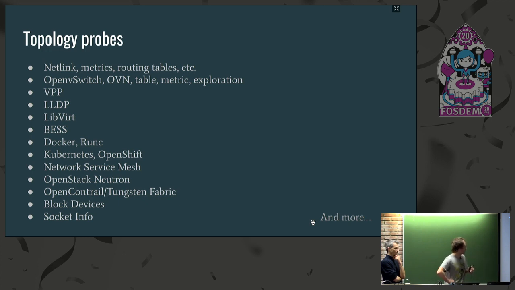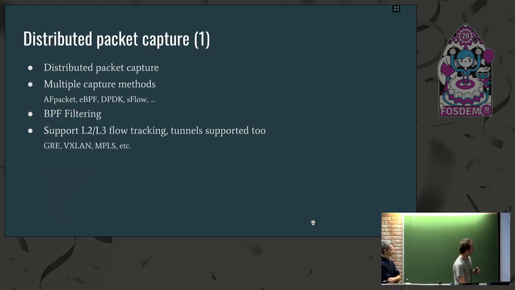We have probes for libvirt to get the information from our VMs. We have a Kubernetes probe. We also have Docker integration, so you can see all your Docker containers. We also have completely unrelated probes, one of which is the block device probe, so you can get information about the disks on your systems. And that's pretty much all we have for the topology. We had a demo, but for some reason we are not able to demonstrate it.